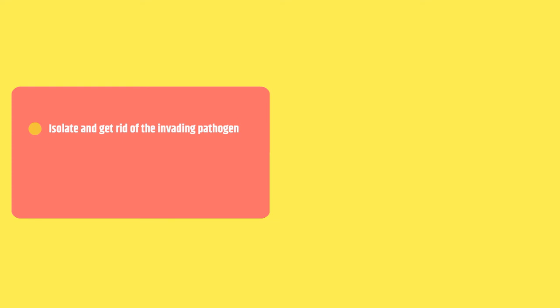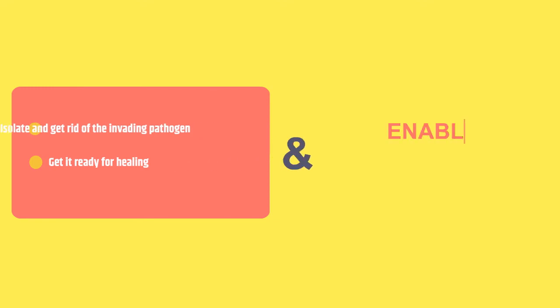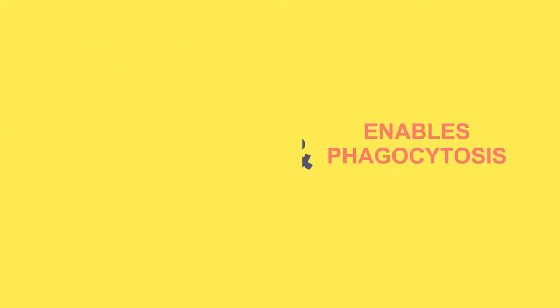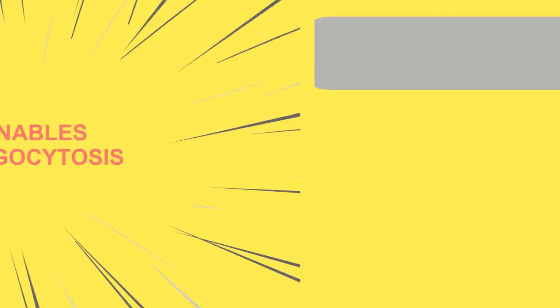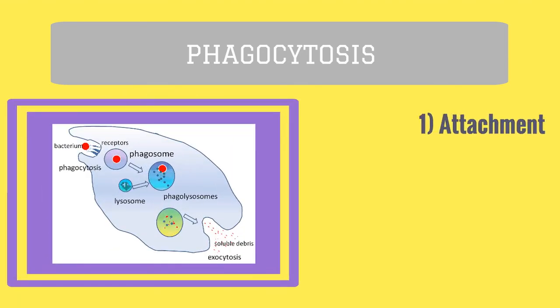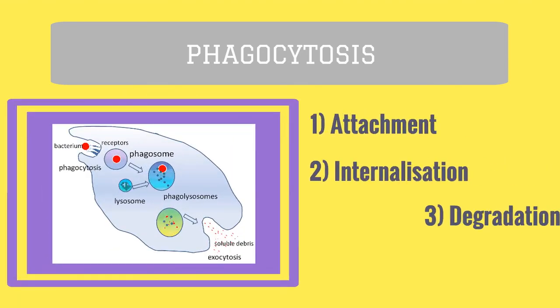So what are the benefits of acute inflammation? First of all, it isolates and gets rid of the pathogen and stops it from travelling to other tissues or circulation. It also gets it ready for healing, but last but definitely not least, it enables phagocytosis. Phagocytosis consists of 4 steps: attachment, internalization, degradation, and exocytosis.